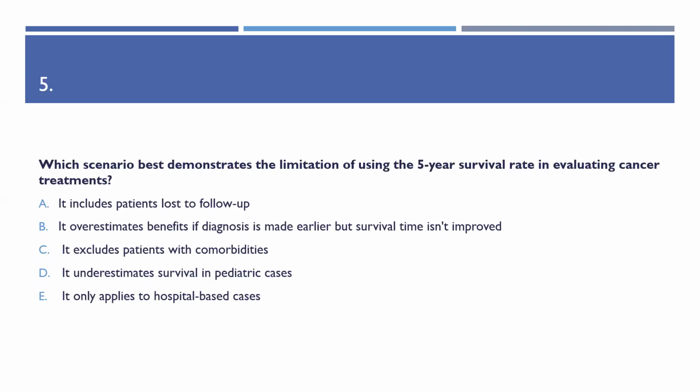MCQ number 5. Which scenario best demonstrates the limitation of using the 5-year survival rate in evaluating cancer treatment? A, it includes patients lost to follow-up. B, it overestimates the benefit if diagnosis is made early, but survival time is not improved. C, it excludes patients with comorbidities. D, it underestimates survival in pediatric cases. E, it applies to hospital-based cases. So B is the right option.